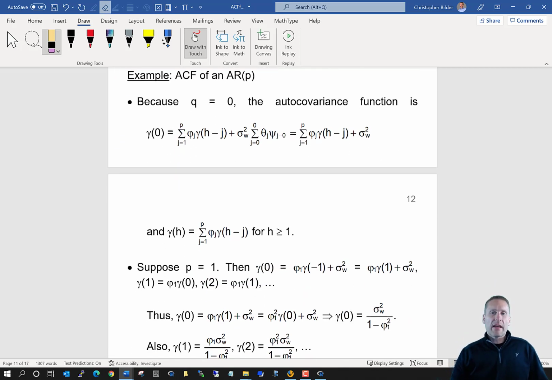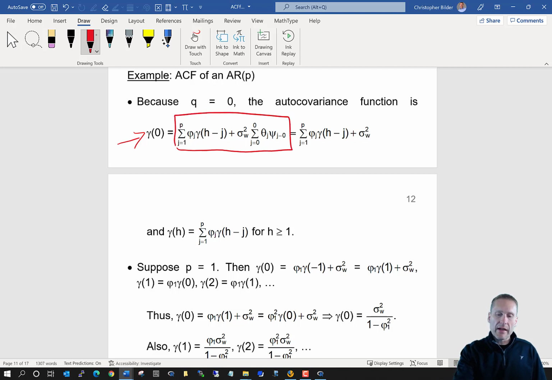So we can also look at the ACF of an AR(p) model as well. In this particular setting, I'm not going to go through all the details here. Gamma 0 can be written in terms of this second way that we looked at to find the autocovariance. In the end, this part right here doesn't play much of a role, ends up being sigma squared W. When h is greater than or equal to 1, this extra part here drops off, and we're left with just this here.